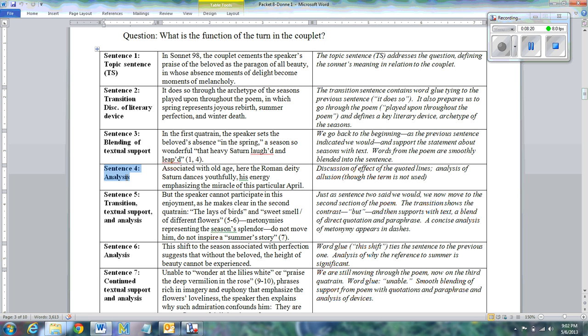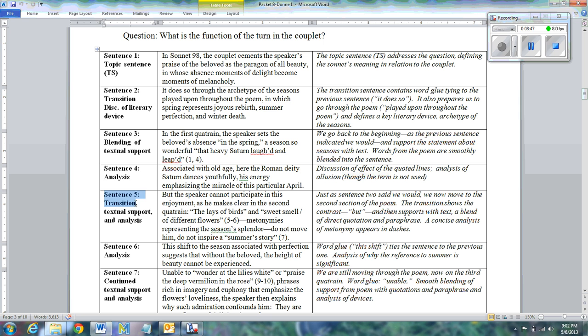Then I have analysis or commentary on this. I don't just leave this alone. I talk about why the speaker alludes to Saturn. Associated with old age, here the Roman deity Saturn dances youthfully, his energy emphasizing the miracle of this particular April. So I talk about the effect of the quoted lines, and I analyze the allusion to Saturn even though I don't use the term in my sentence.